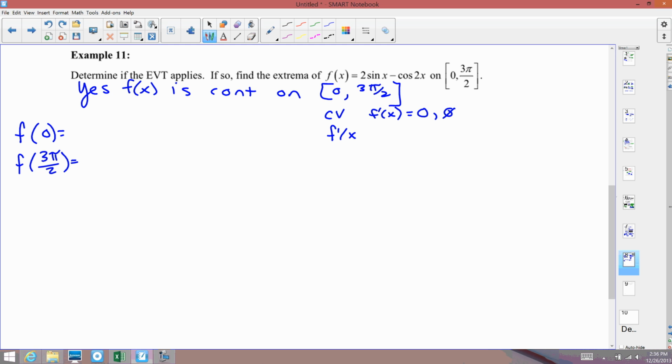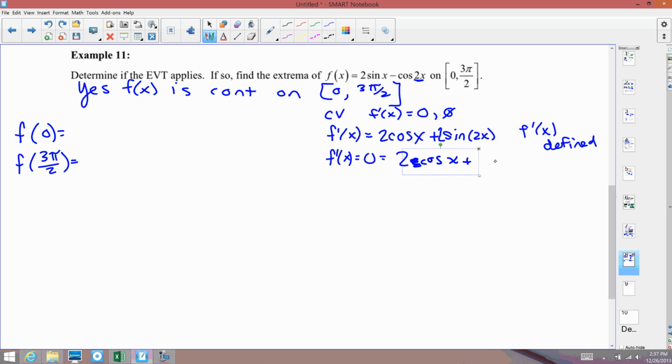So let's find the derivative. That'll be 2 times cosine of x minus, don't forget to use the chain rule here. Oh, actually, that's going to be a plus sine of 2x times 2. And I'm just going to write that up front. This is going to be defined everywhere, so there's no places where it's going to be undefined. So we want this to be 0, so we could start solving this. 2 times cosine of x plus 2 times sine of 2x. Where is that equal to 0? Well, let's divide everything by 2.